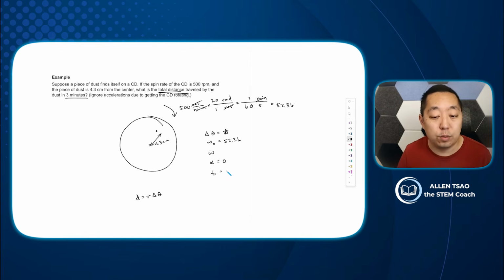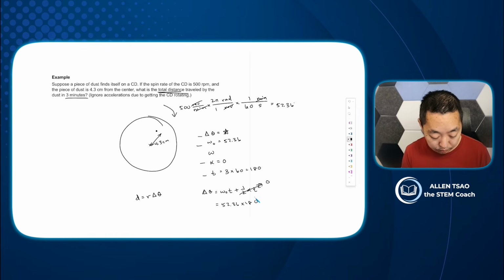So then that's going to be 52.36, and the time is 3 minutes. We want to multiply by 60 to convert it into seconds because I want everything in SI units. So the kinematic equation that relates those things is just going to be this one here: theta equals omega naught times t plus 1/2 alpha t squared. But the angular acceleration is 0. So then we can just calculate this by multiplying 52.36 times 180. And that's going to be 9424.8 radians.